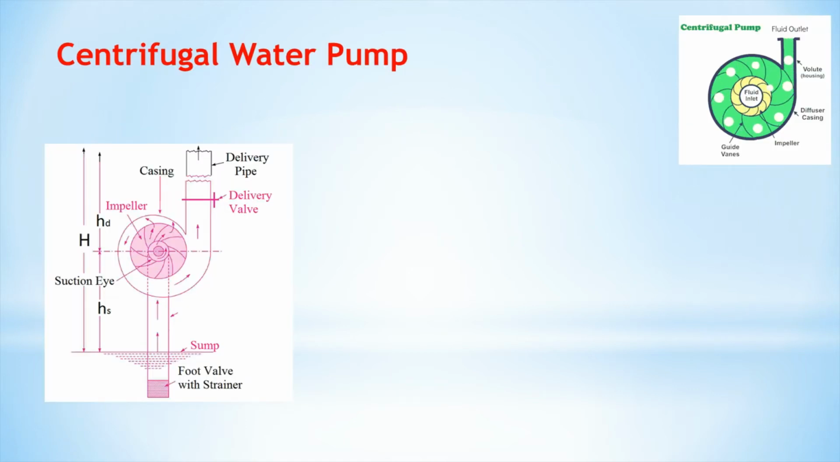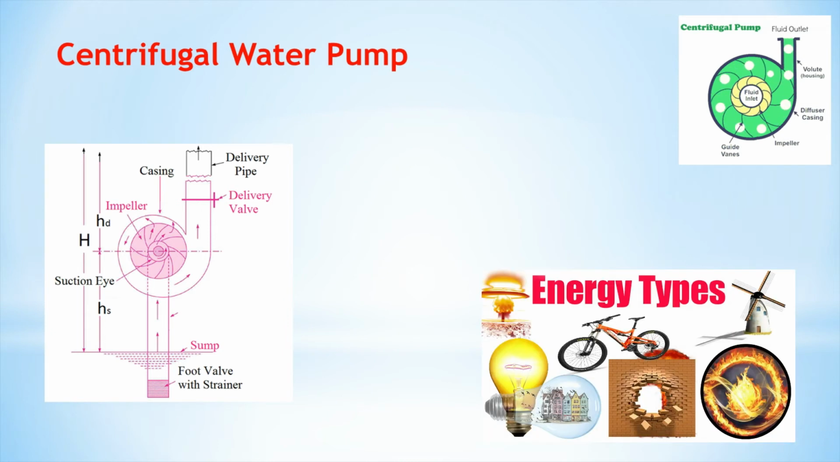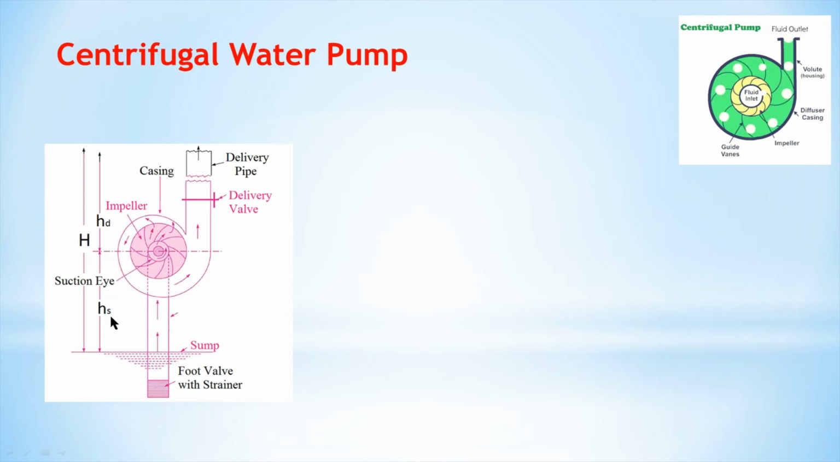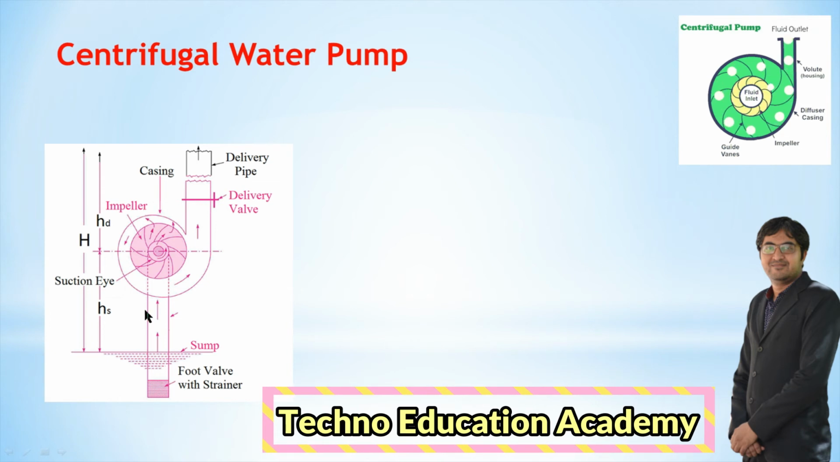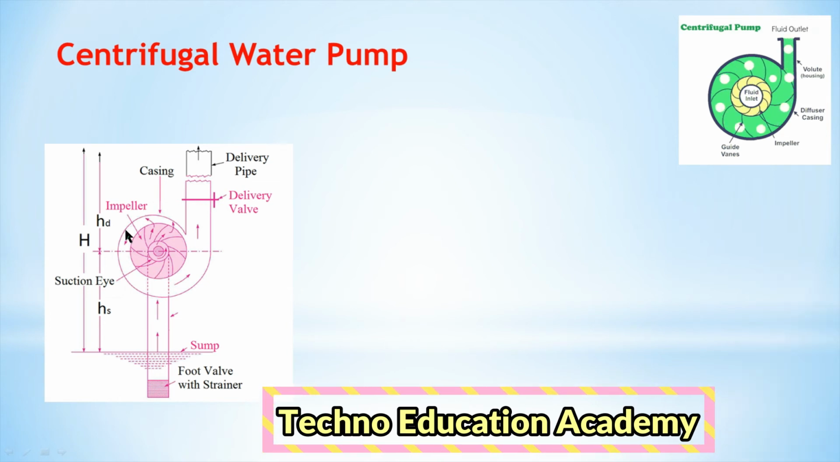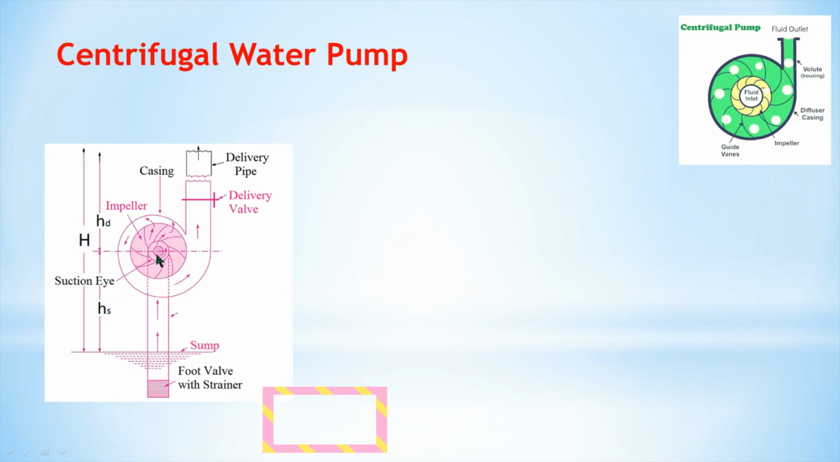Now we apply the steady flow energy equation for a centrifugal pump. The centrifugal pump works on the centrifugal principle, so it is called a centrifugal pump, and the centrifugal force means the mass is directed away from the centroidal axis. Here we are considering HS and HD. HS means suction head, or we can say it is equal to Z1, and it is the height required to deliver the water from the sump to the center of the impeller, and HD equals Z2, or we can say it is the height required to deliver the water from the impeller eye to the delivery tank.